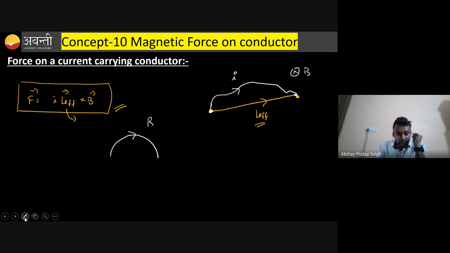In this particular question, suppose this is a semicircular wire of radius R. Then what will be the effective length? What will be the L effective? In this question, what is L effective? My question is simple. Now tell me the answer.